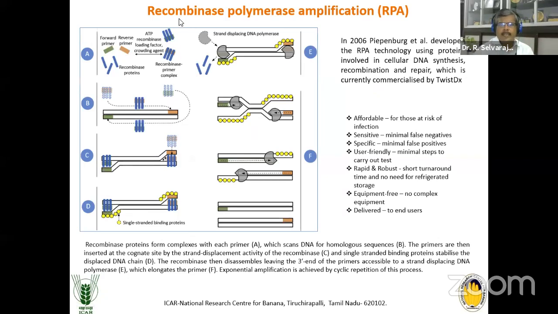And another important technique is recombinase polymerase amplification. A very important technique, widely used not only in plant virus but also in human and animal virus diagnostics. This RPA is widely adopted, and in fact in 2006 Piepenburg developed this RPA technology using proteins involved in cellular DNA synthesis, recombination and repair. It's very interesting. This is done at 37 to 42 degrees centigrade, isothermal amplification.